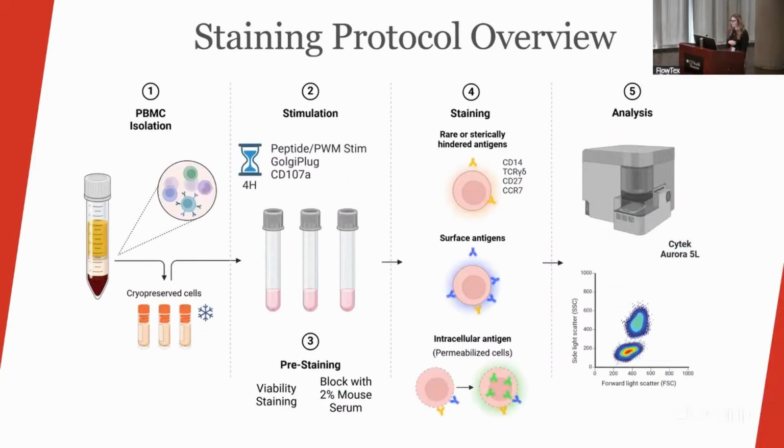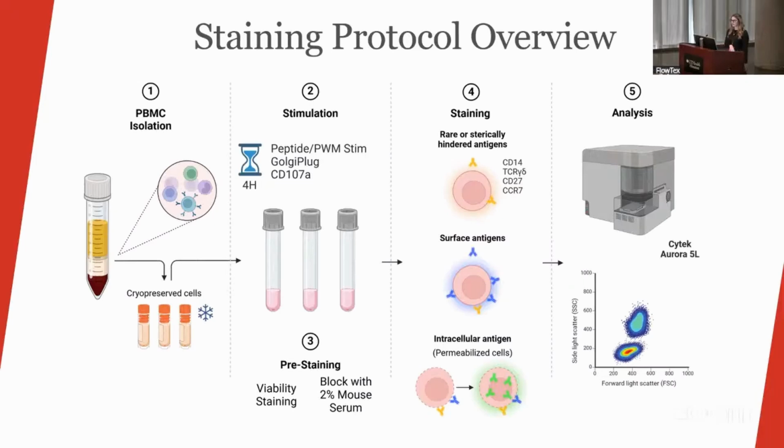All right, so the overall staining protocol is something that you guys have probably all already seen before, but I do want to reiterate that we're going to be stimulating for 4 hours in the incubator with peptide or pokeweed mitogen as our positive control. And again, peptide for antigen-specific responses. Also with Golgi plug to prevent cytokine secretion, and CD107A for degranulation.